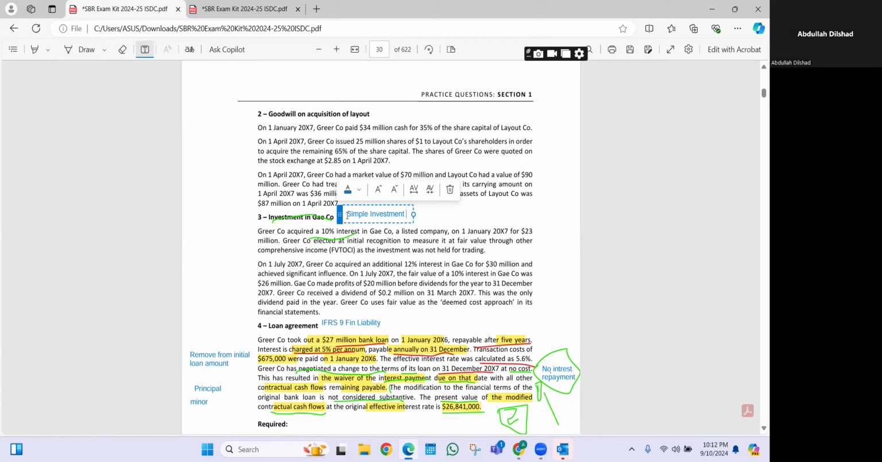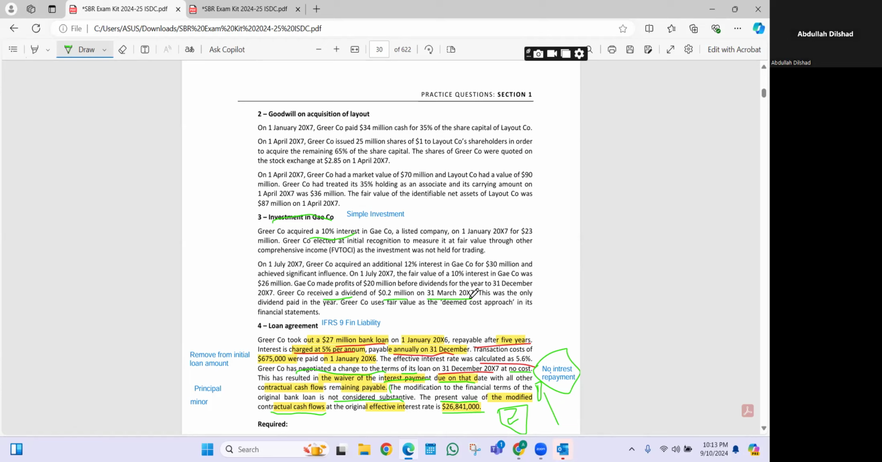Normally, we invest to get a return or a gain. Here it is, the gain Greer Co received. Greer Co received a dividend of 0.2 million. This dividend has arisen because of your financial asset. You went and invested 10% for 23 million, and because of that you got 0.2 million.